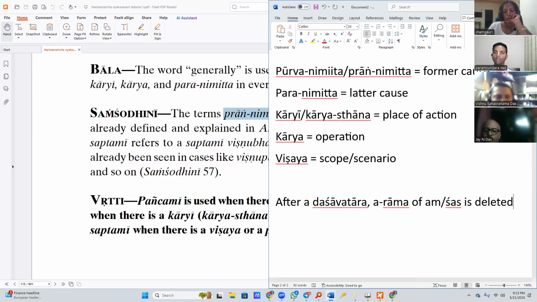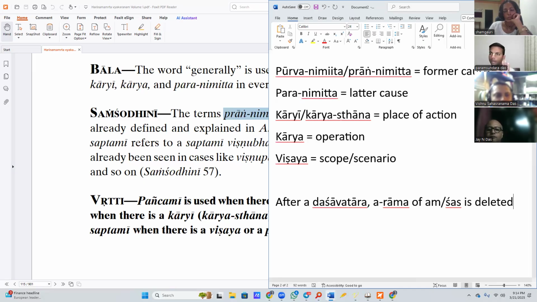Something like Dashavatara, no, that's not Paranimitta. After Dashavatara, which category is it? That's Purvanimitta. If Rama comes after Dashavatara, then Dashavatara is Purvanimitta, a former cause which is lying behind the place of action, the operation. You see?